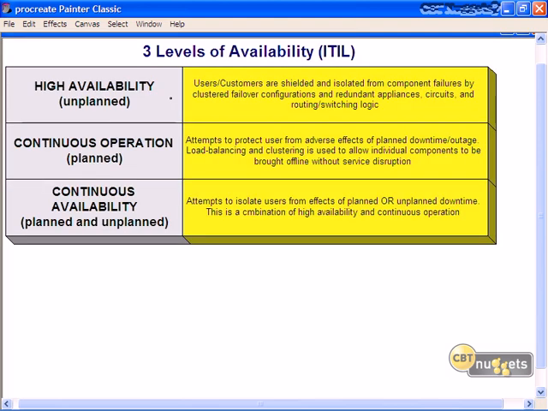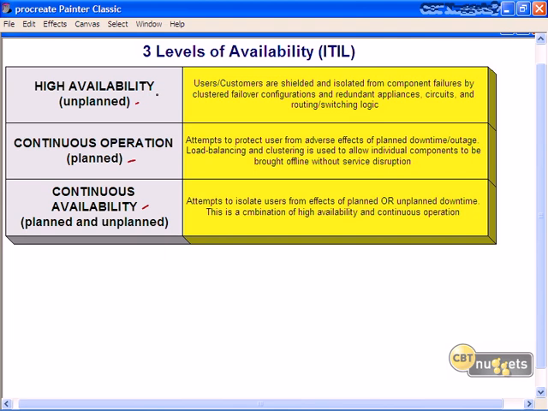Next, we need to identify the three different levels of availability, and this is according to the ITIL. One way to help you remember these is to simply attach to these a keyword. For example, high availability relates to unplanned. Continuous operation relates to planned. And continuous availability is planned and unplanned.